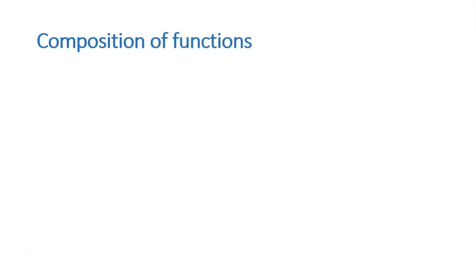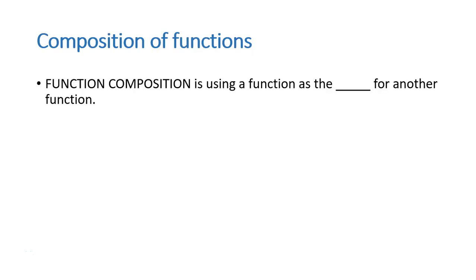Function composition is another operation we can use to combine two functions together. Function composition is using a function as the input for another function. In other words, instead of plugging in a number to our function, we're plugging in another function. This is a concept that's used a lot in calculus when we want to work with complicated functions and break them down into components, something plugged into something else.